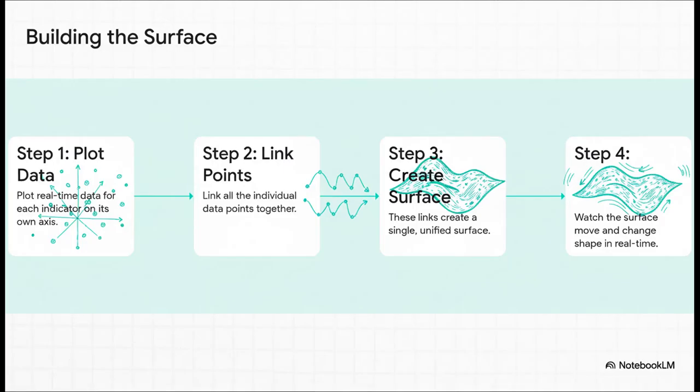Now, this is where the magic happens. You take all those live data points, one from each axis, and you digitally link them all together. And just like that, poof, you don't have a bunch of separate data points anymore. You have a single, unified surface. That surface is the economy. And because the data is pouring in live, you can literally watch it move. You can see it ripple and twist and change its shape in real time.